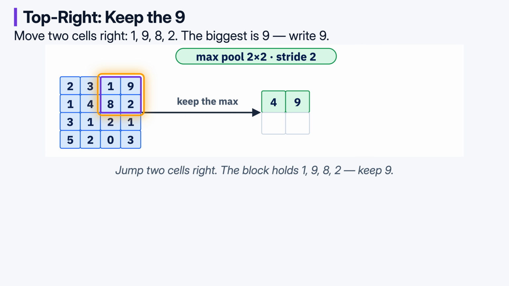Move the window 2 cells to the right. Now it covers 1, 9, 8, and 2. The biggest is 9. Write 9 in the second cell. The window moved 2, so it did not overlap the first block.